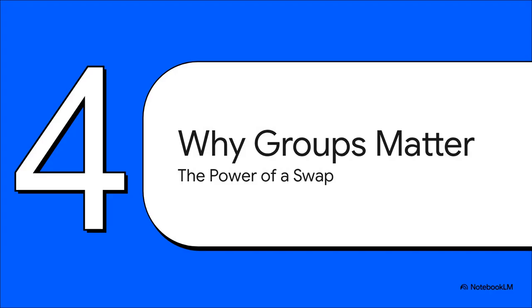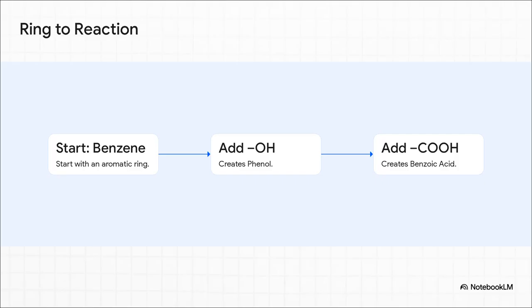So we've seen all these different Lego bricks, the oxygen ones, the nitrogen ones, but why does this all matter so much? Well, it all comes down to the unbelievable power of a simple swap. This right here is where it all clicks. Let's start with our plain, stable benzene ring. On its own, it's not super exciting, but snap on a single OH group and it instantly becomes phenol, a powerful antiseptic. Now take that exact same ring, but this time snap on a COOH group instead. All of a sudden, it's benzoic acid, a common food preservative.